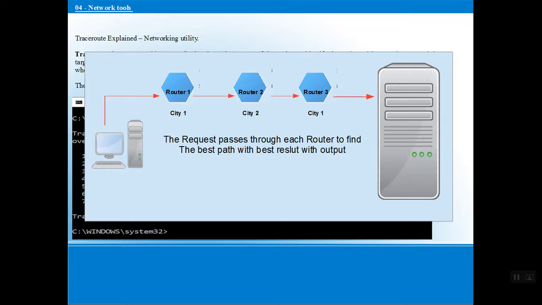So the request passes through each router to find the best path. In a simple manner, traceroute traces the route of your packet from the source computer to the destination computer. With that, we can troubleshoot and find which connection is not available between source and destination.